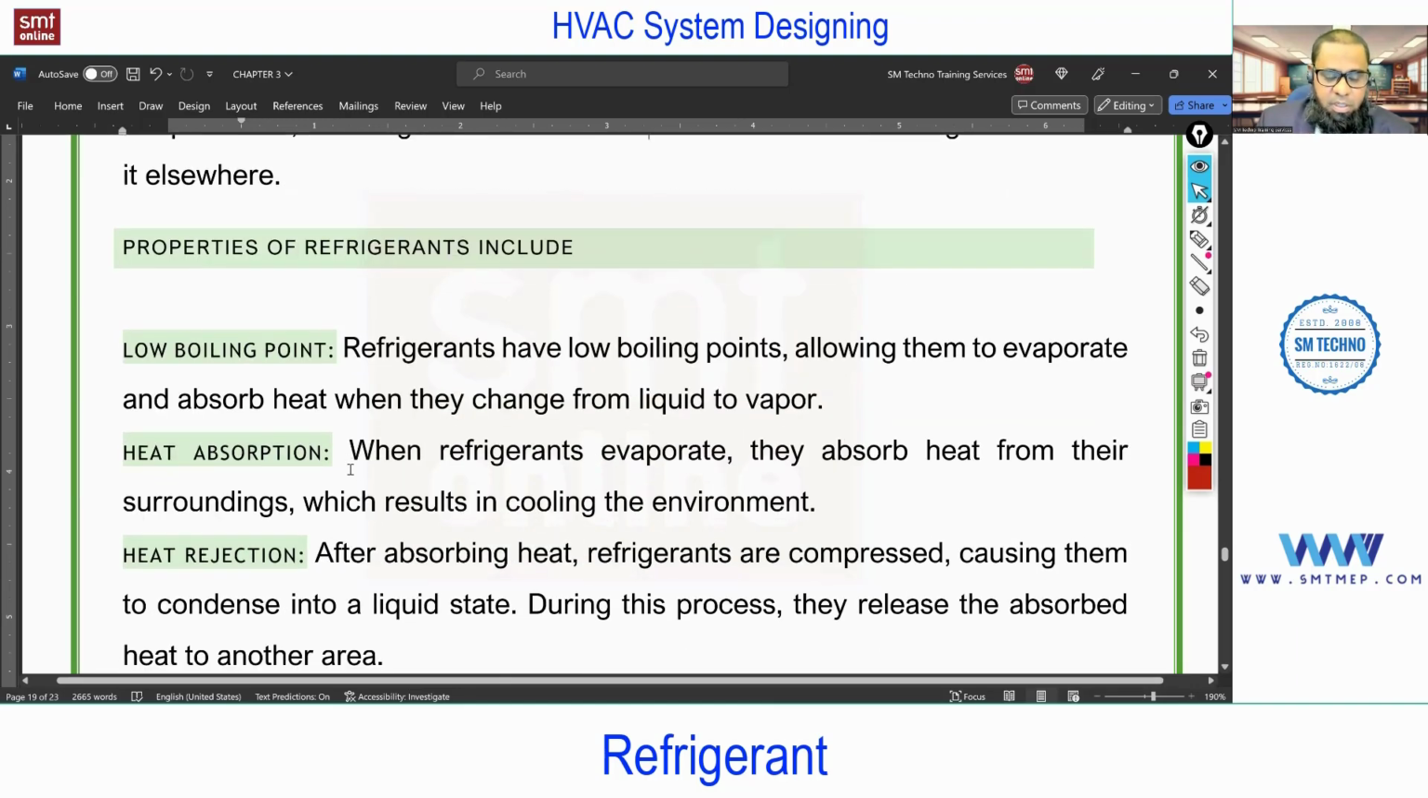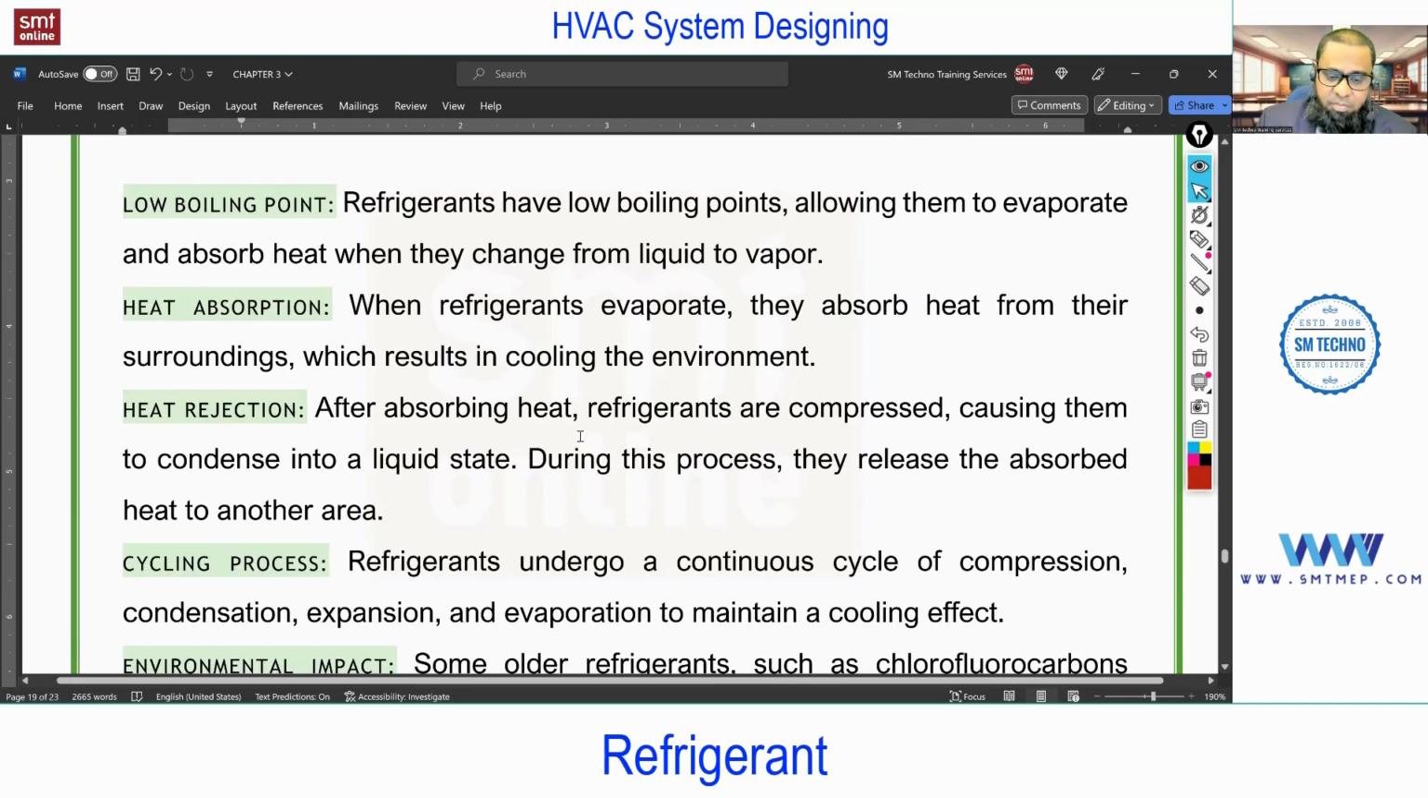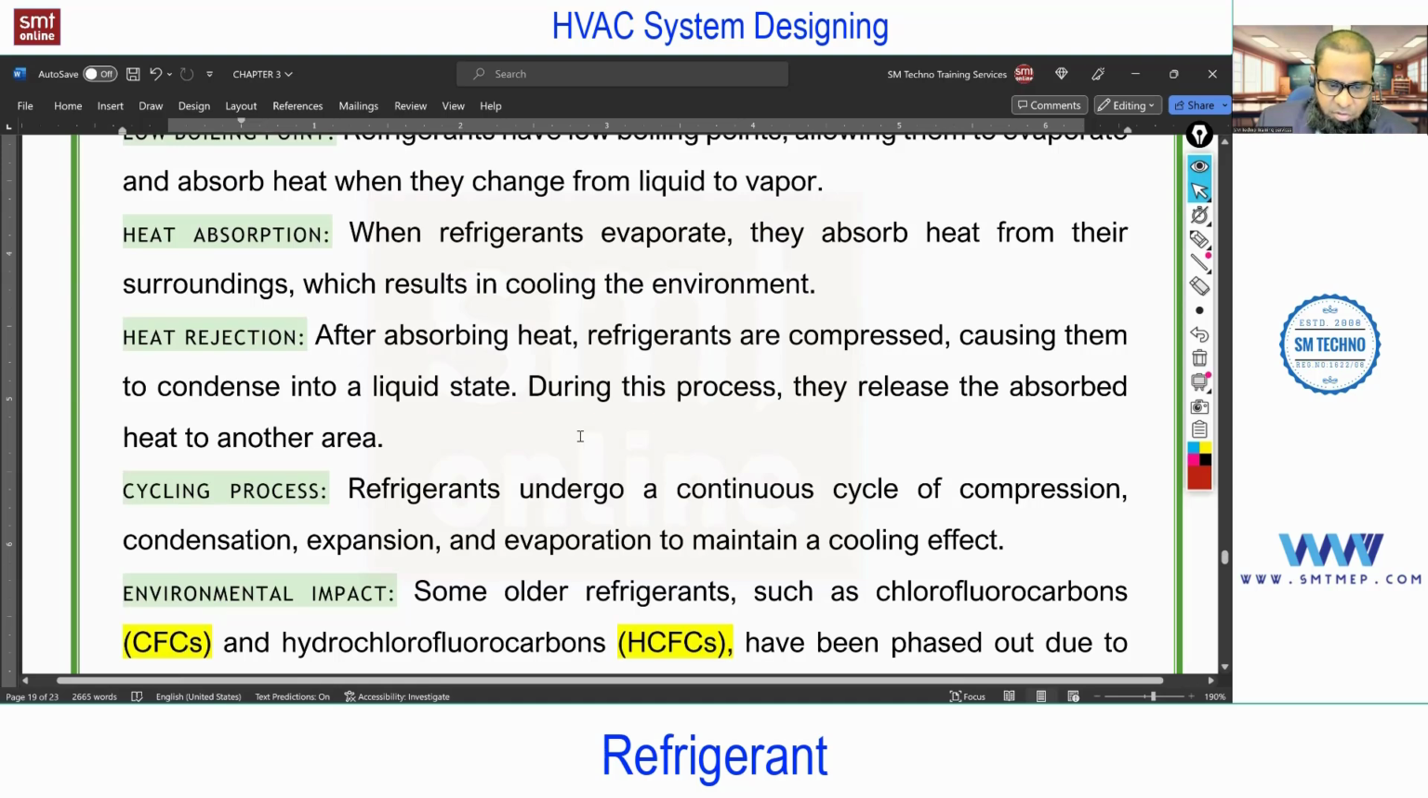The first point you can find on the screen is a low boiling point. This is important because low boiling point means it can start boiling at low temperature, and when the refrigerant starts boiling it can extract heat. Heat absorption and heat rejection properties are also required, and the cyclic process means the same refrigerant can be used continuously in the cycle, which you can achieve with a standard refrigerant. What those standard refrigerants are, you'll find on the next page.